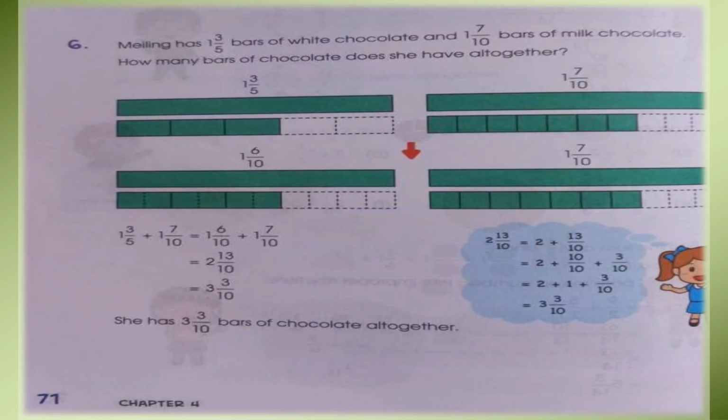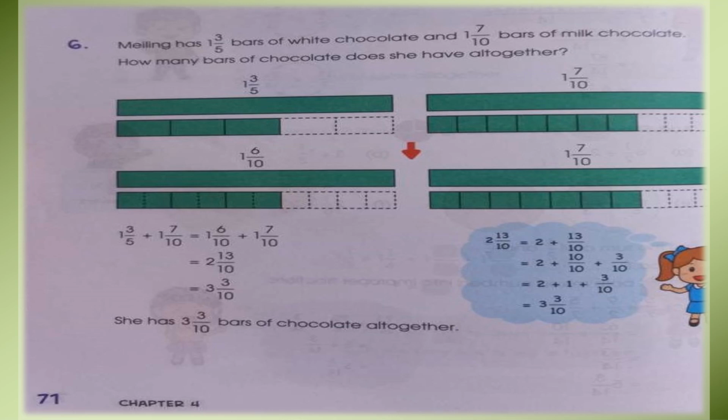In question 6, Mary has 1 and 3/5 bars of white chocolate and 1 and 7/10 bars of milk chocolate. How many bars of chocolate does she have altogether? We have used a graphical representation to solve this question. So for one whole number 3 over 5, we have one complete bar and 3 parts out of 5 parts. And for one whole number 7 over 10, we have one complete bar and 7 parts out of 10 parts.